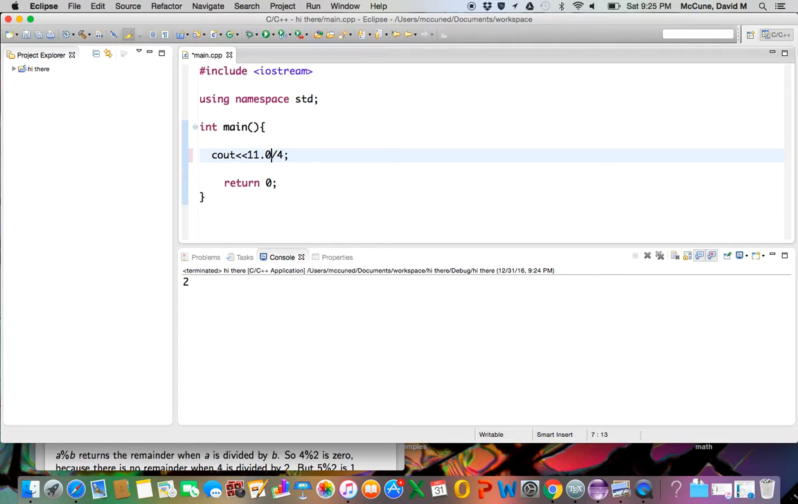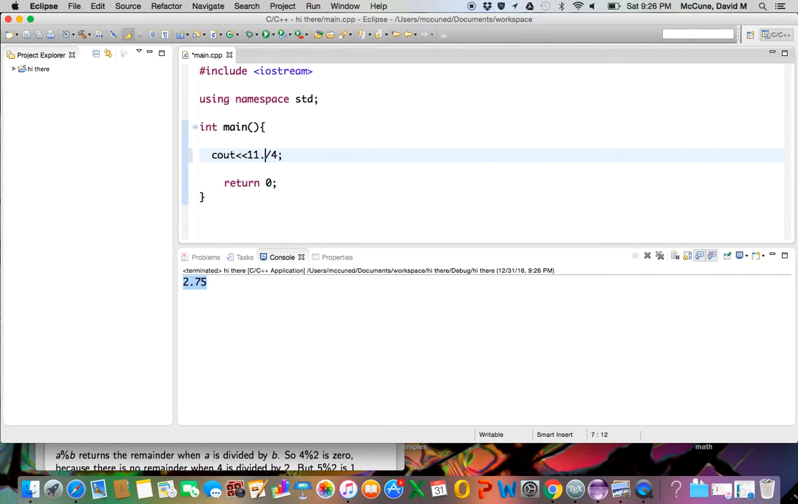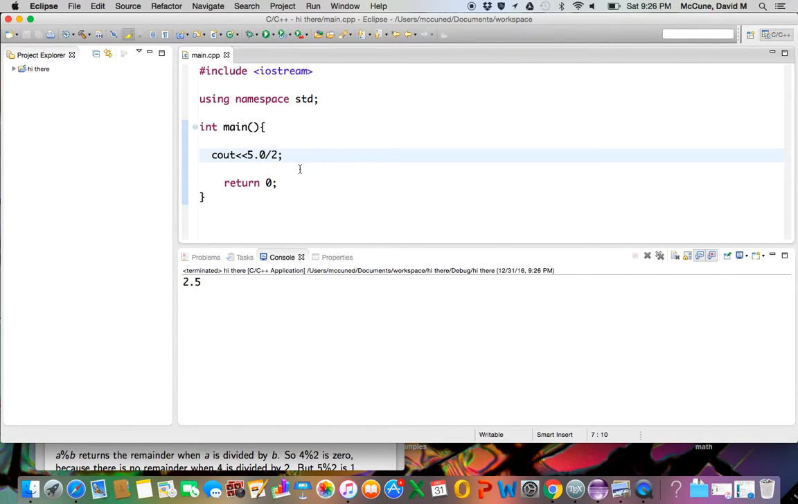So what you're doing there is telling the computer, I don't want you to think of 11 as a whole number. I want you to think of 11 as a decimal. Then the computer's like, oh, he gave me a decimal divided by a number, so I'm allowed to give a decimal back. So now it behaves properly, right? Same thing with my original example, 5. 5.0 divided by 2 gives you 2.5 now, right?